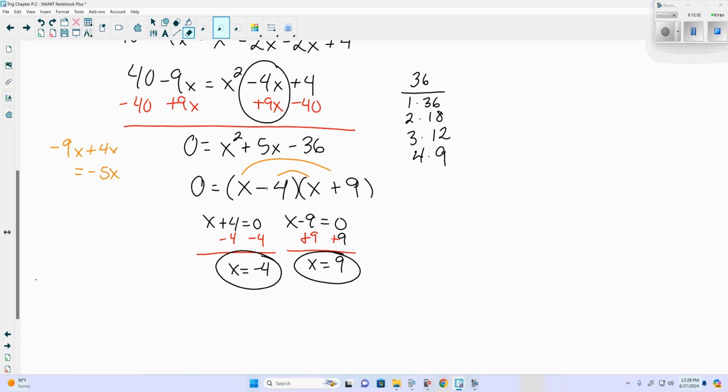So it should be almost at the bottom, right before we factored. It should have been 5x instead of negative 5x, which means we do need to flip the signs.